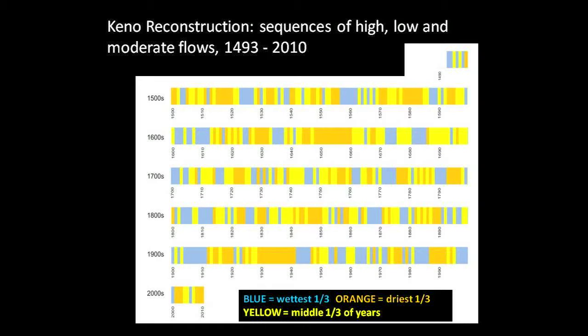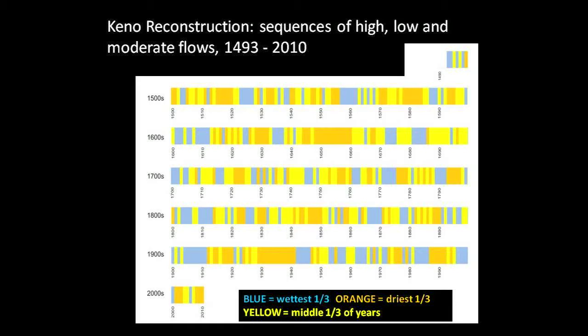Here's another way to look at the reconstruction. This is what I'm looking at: sequences of high, low, and moderate flows for the full period by century, 1500s to 2000s. The blue are the wettest third of the years, the orange are the driest third of the years, and the yellow ones are the ones that fall in between. So each rectangle here is a single year. We can see runs of dry years like the 1930s. There's another run in the 1650s and '60s. We can see shorter runs, but sequences of years that were wet.